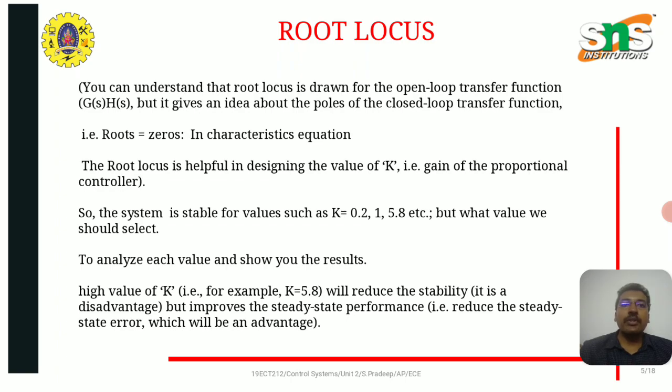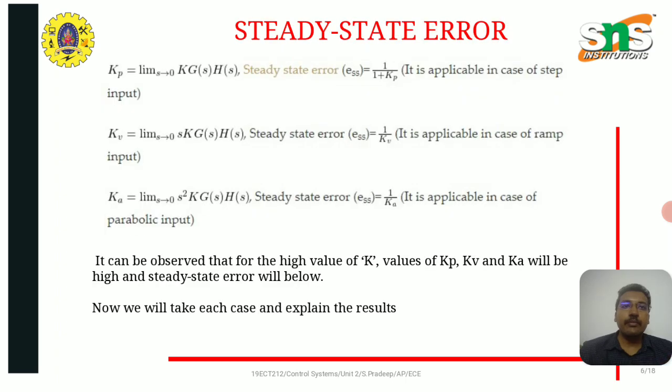But what value should we select? Let us analyze each value and show you the results. A high value of k, for example k equal to 5.8, will reduce the stability but improve the steady state performance. For the values of kp, kv, ka, the steady state error is given in this slide. It can be observed that for a high value of k, the values of kp, kv and ka will be high and the steady state error will be low.